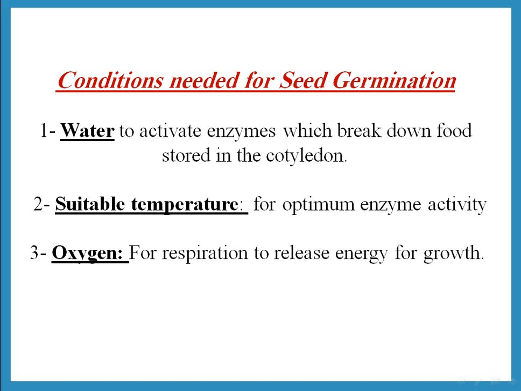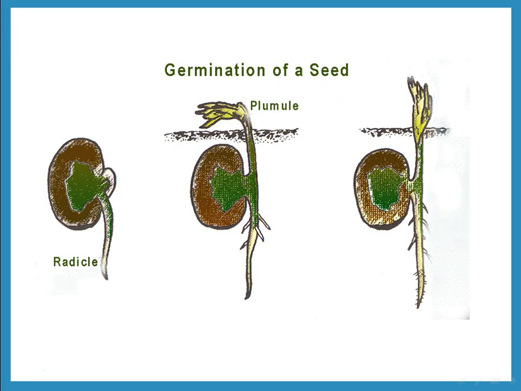Now, what does the seed need in order to start growing? In order for a seed to start germinating, you need to give it water to activate the enzymes which will break down the food stored in the cotyledon. You need to put it at a suitable temperature for optimum enzyme activity, and you need to give it oxygen or air for respiration to release energy for growth. So once you give the seed all of this, water, suitable temperature, oxygen, it starts to grow.